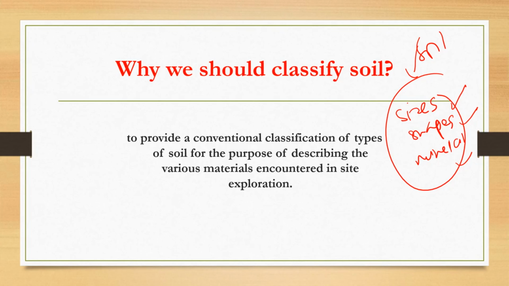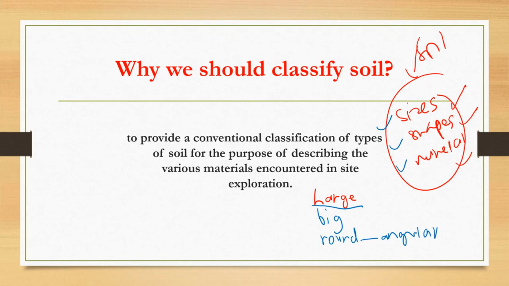For example, if you're talking about large particles, in terms of size, normally we know that it's big. When you're talking about shapes for large particles, it's more rounded to angular. And when talking about minerals for big particles, normally they consist of quartz and asphalt. Okay? So this is for big particles. This is what I mean that they are related to each other.